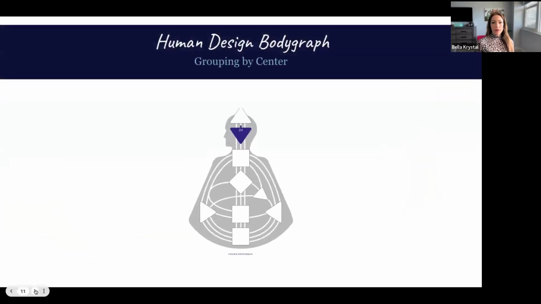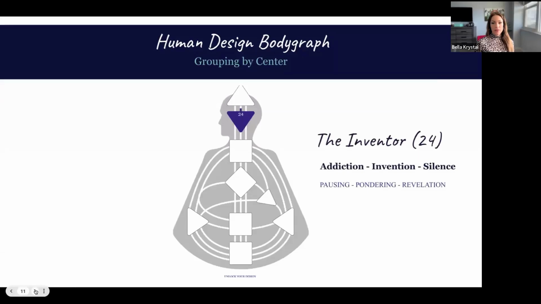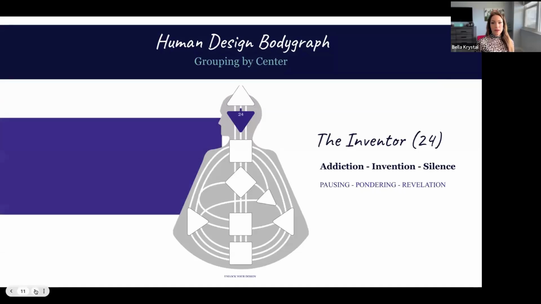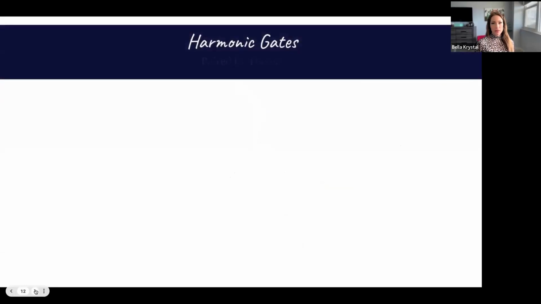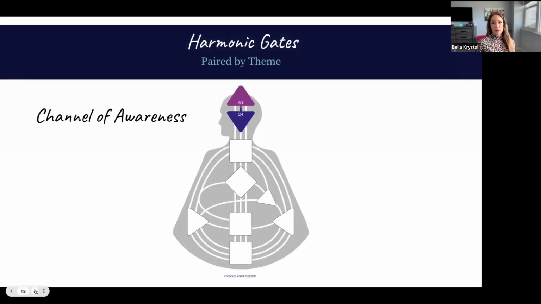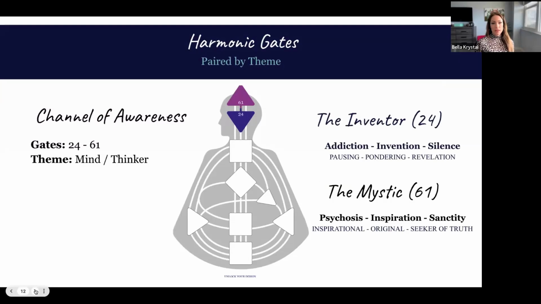And here we have the body graph. So we are in the head center in the individual circuitry, and we call this the inventor. And like we said before, this is an individual gate, and some of the keynotes: pausing, pondering, and revelation. And here we're looking at the entire process, so the channel of awareness when the 24 connects to the 61. And here we can see that the theme is to be a thinker.